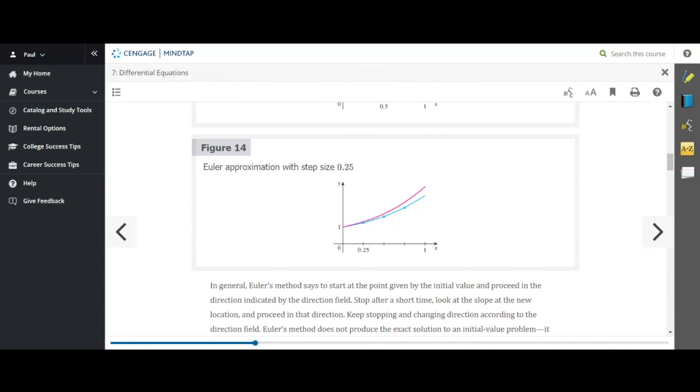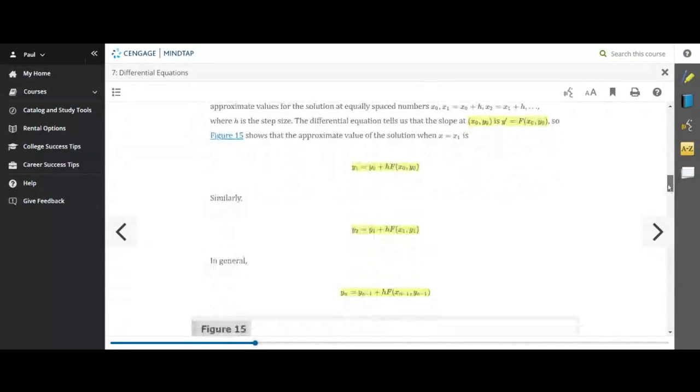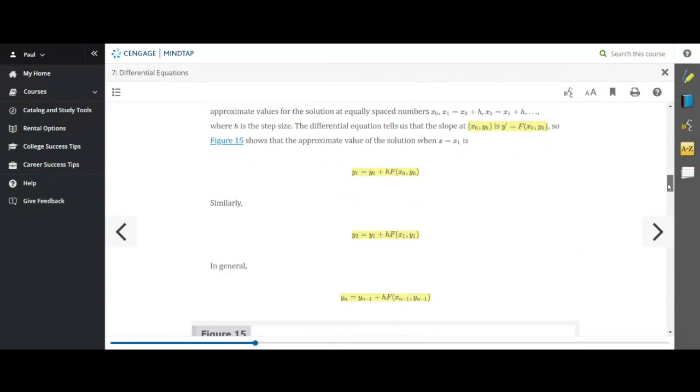So in a nutshell, the algorithm for Euler's method is this. If we do iterative computations, y1 is equal to y sub 0 plus some step size h times big F of x sub 0, y sub 0. Now, big F of x sub 0, y sub 0 stands for the derivative of y at the point x sub 0, y sub 0. That's what that big F function means.